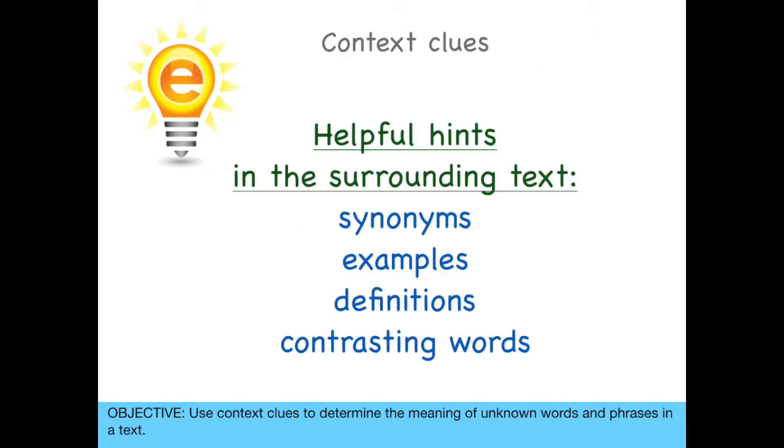When we read a text, we might run into a word that we don't know. To figure it out, we can use hints that surround the word. These are context clues that help us infer the meaning of the unknown word. A text might give an example, definition, contrasting word, or a synonym to help us identify an unknown word.